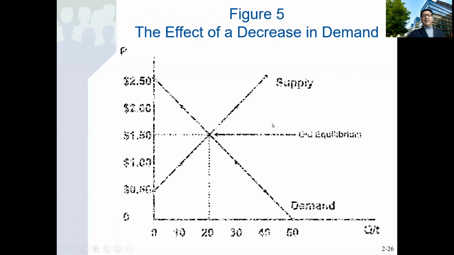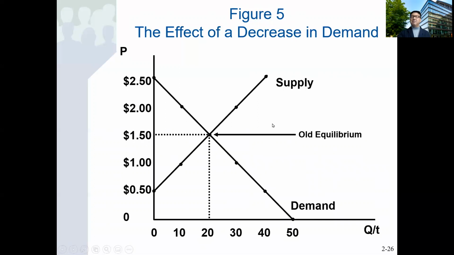Now, the effect of a decrease in demand. Let's say people all of a sudden have, let's say there are alternative drinks out there that are comparable to orange juice.